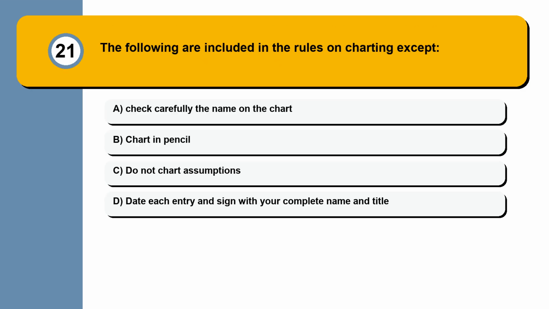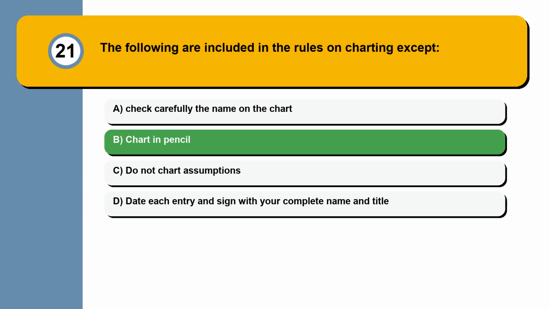Question 21. The following are included in the rules on charting except. Here are your options. Option A. Check carefully the name on the chart. Option B. Chart in pencil. Option C. Do not chart assumptions. Option D. Date each entry and sign with your complete name and title.